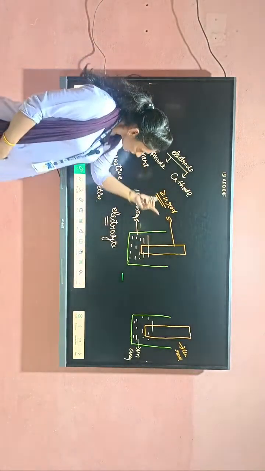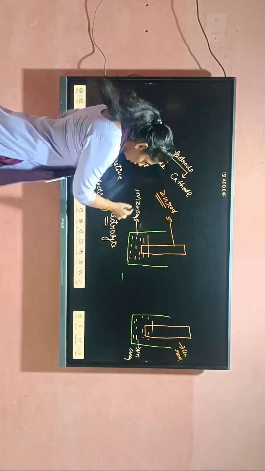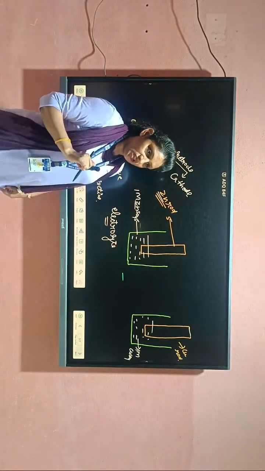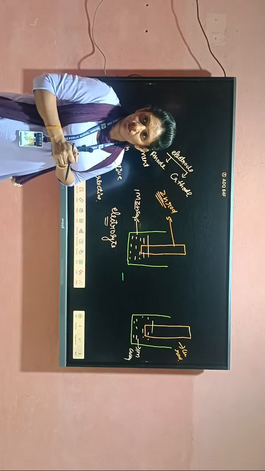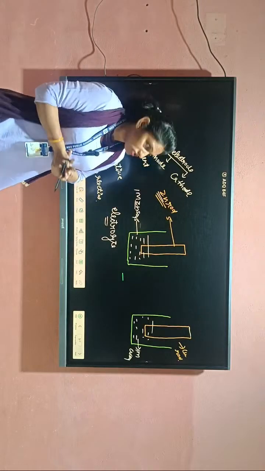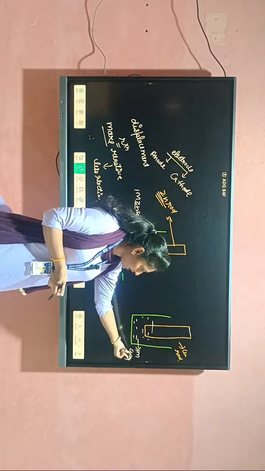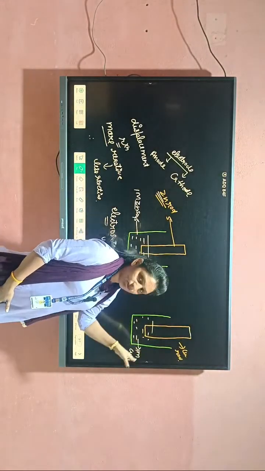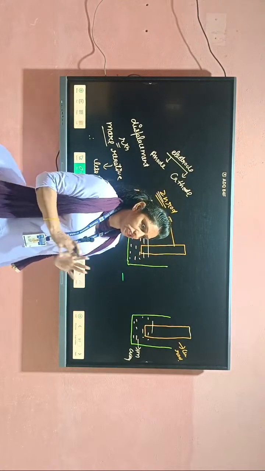Then students, here the zinc rod and zinc sulfate, both metals are the same. In the solution there is zinc, and the metal rod is also made of zinc, so both have the same reactivity. They will not replace one another, means no reaction will take place here. The same reason applies here: in copper sulfate there is copper in solution and the rod is copper. Both metals are the same, so they will not replace one another.